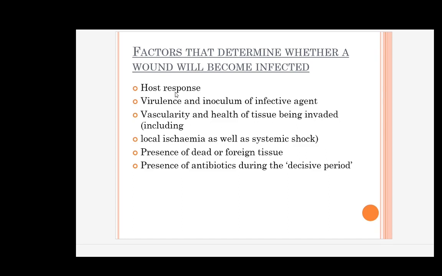Some varieties, especially the hospital-acquired infections, are very, very virulent organisms. And sometimes it depends on the dosage that is required. If you have a very small contact, maybe it won't be able to produce that much of an infection because your host response may take care of the inoculum of bacteria or fungi that has gone in. But if the inoculum is high and virulence is high, the chances are that your wound will get infected. Vascularity into that area is something that we have already talked about. If the vascularity is good, chances of infection are less, whereas if vascularity is poor in the form of ischemia, chances of infection are much more.